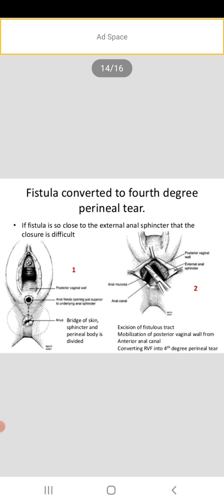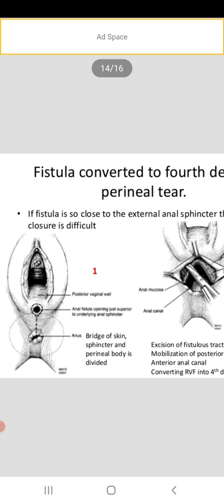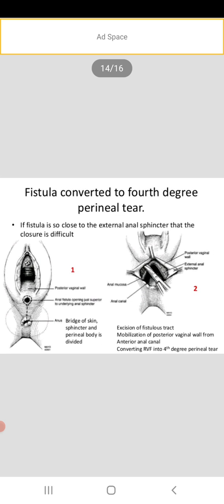When the fistula is so close to the external anal sphincter that closure is difficult, this is the first part: you see the posterior vaginal wall, the inner fistula opening, and the bridge of skin, sphincter and perineal body is divided. Then second, excision of the fistulous tract and mobilization of the posterior vaginal wall from the anterior anal canal, converting the RVF into a fourth degree perineal tear.